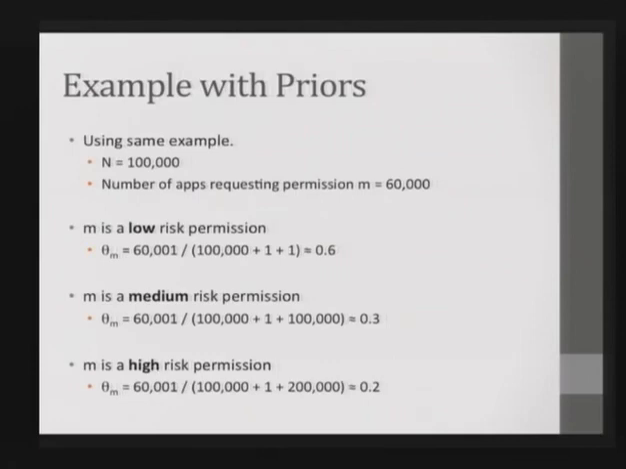For a medium risk application, what we're ending up doing is essentially doubling the denominator. And so this essentially cuts the theta value in half down to 0.3. And in the high-risk permission case, you're tripling the denominator, so you're essentially cutting the theta value by a third. And so what this does is that even if a permission that's high-risk is requested very, very frequently, it's going to penalize this so that we expect to not see it as much, and that's going to penalize applications that do request that permission.